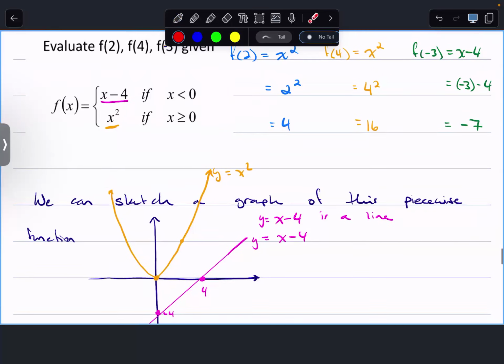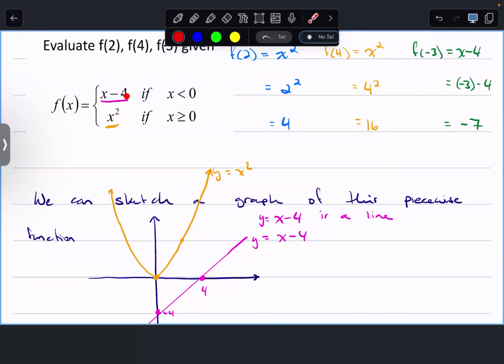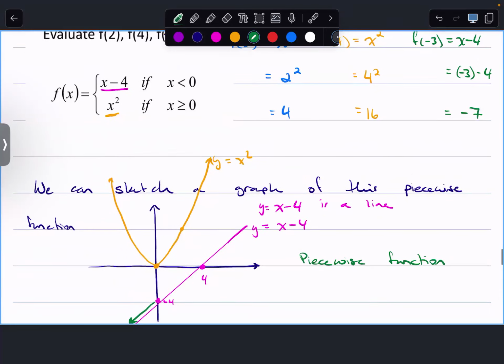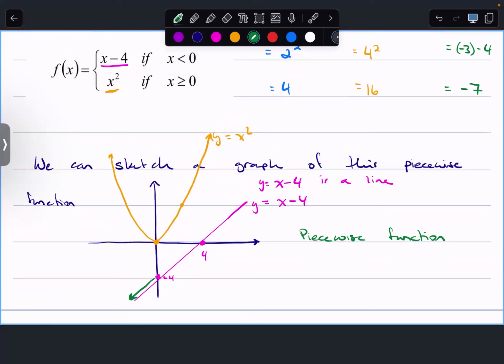So now, what are we gonna do? It's only this line if x is less than 0, which means that, in my function, let's use green, my piecewise function is going to follow this line all the way down if x is less than 0, not including 0. So how I'm going to denote that is with an open dot at x equals 0. Then it's going to be x squared if x is greater than or equal to 0. So from 0 upwards, it's going to behave like this parabola here.